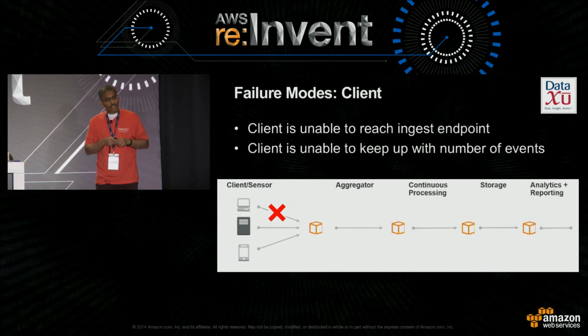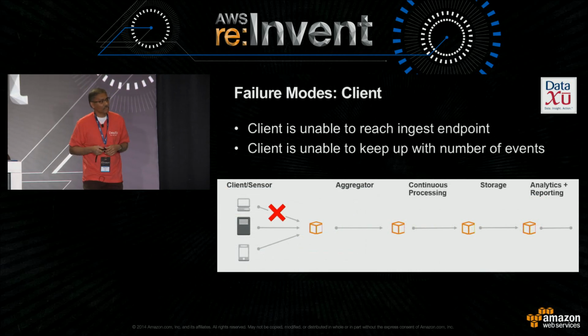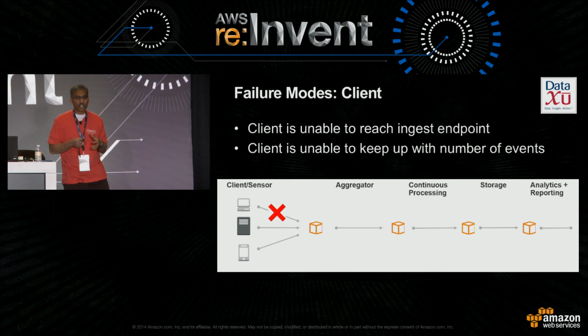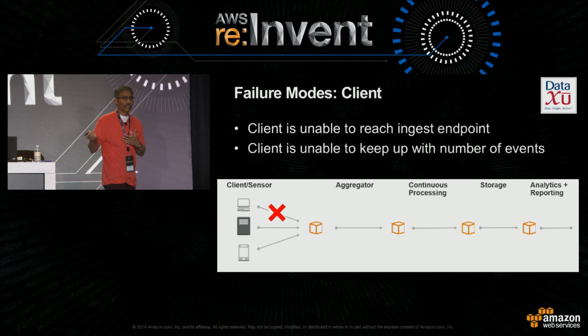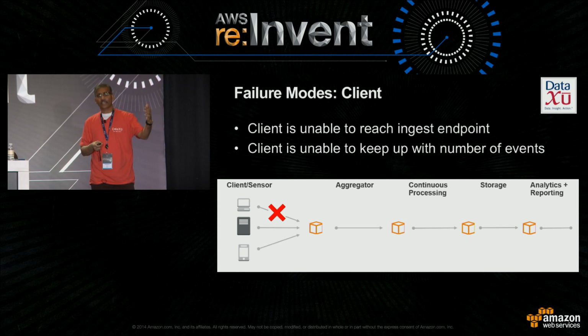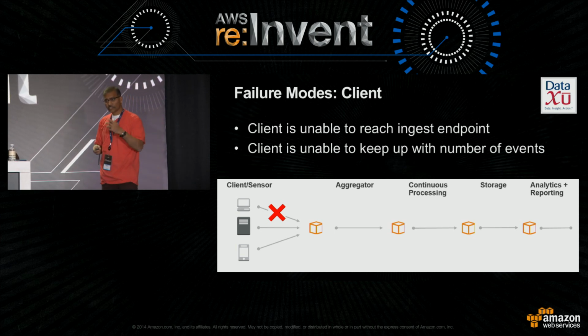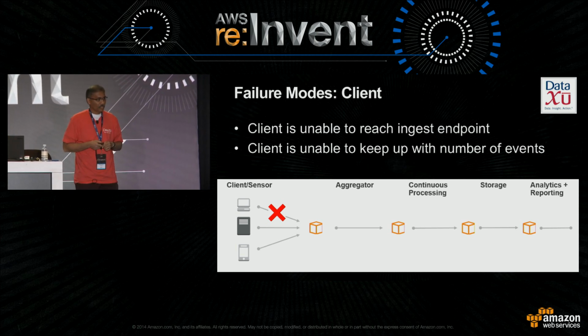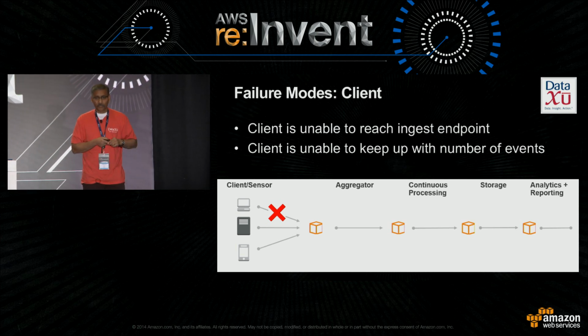Now, having captured your monitoring and tracing, you want to look at the failure modes. Like Ricardo already introduced, there are failure modes you need to think about on the client side, the aggregator, which is in the middle, which is Kinesis itself, and on the processing side. So let's start with the client. There are two important things to think about. What can go wrong? The client is not able to reach the Kinesis stream endpoint.